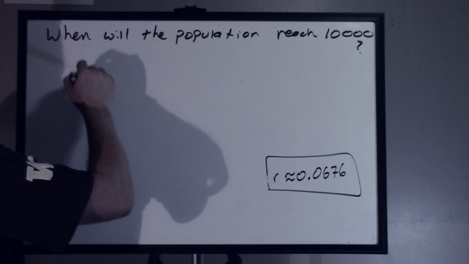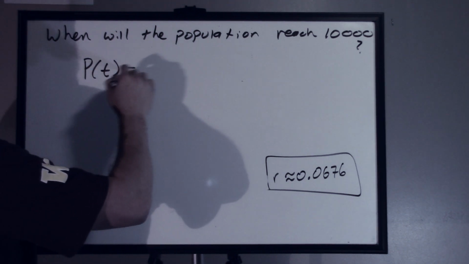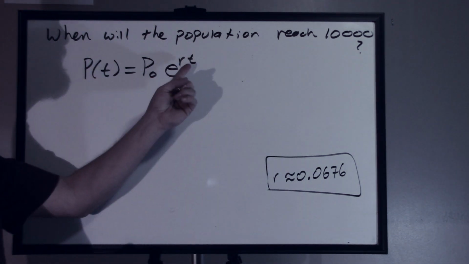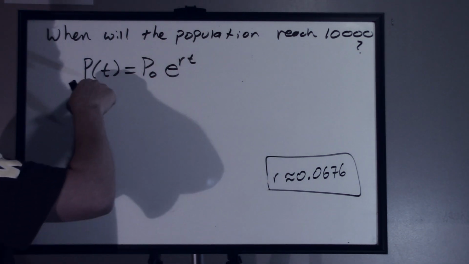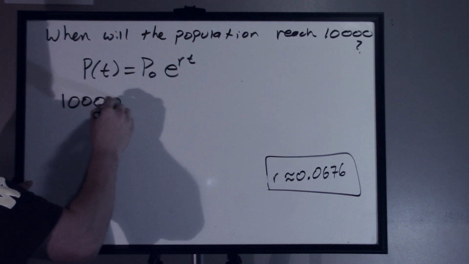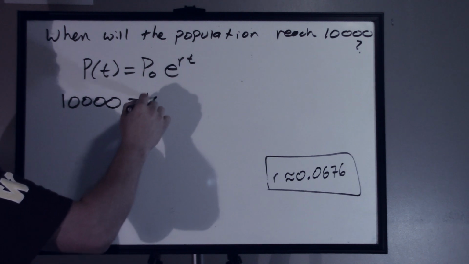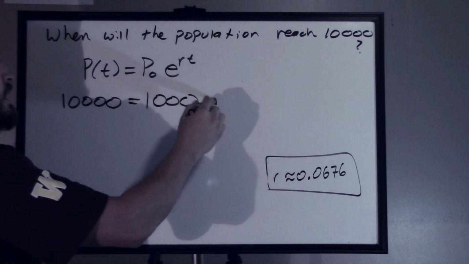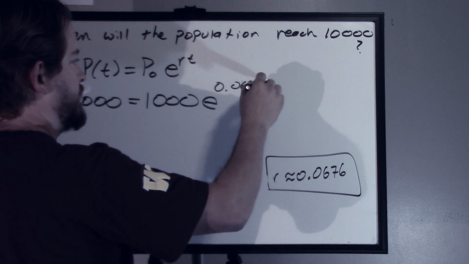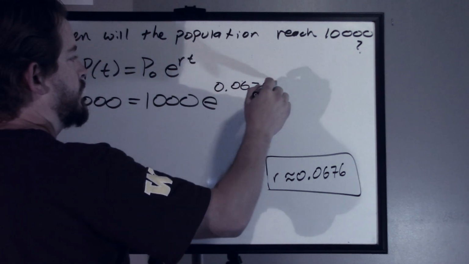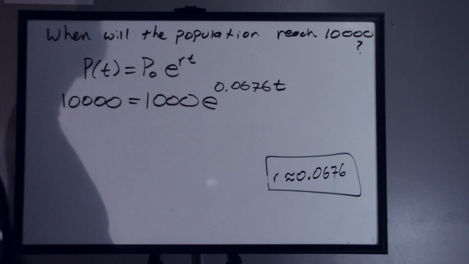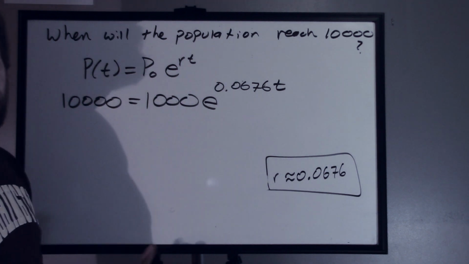So that is to say, in my P of t equals P naught e to the RT, I want to figure out time. I want the P of t, whatever time that is, to be 10,000. I know my population initially was 1,000. E to the R I know, because I just figured it out. And now I want to figure out what t is. But t is also in the exponent of the e, so it's kind of the same deal.